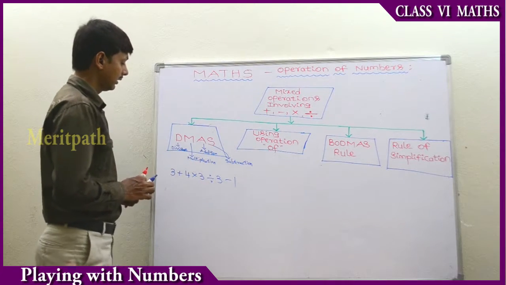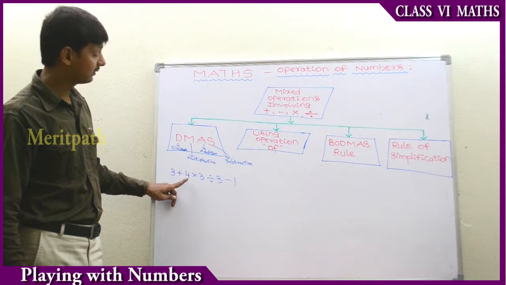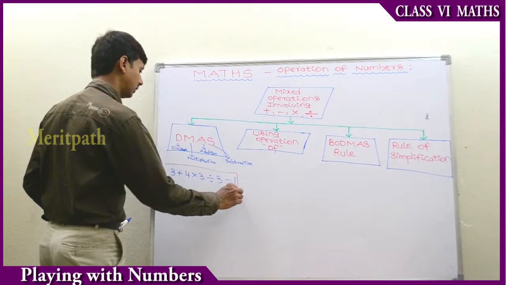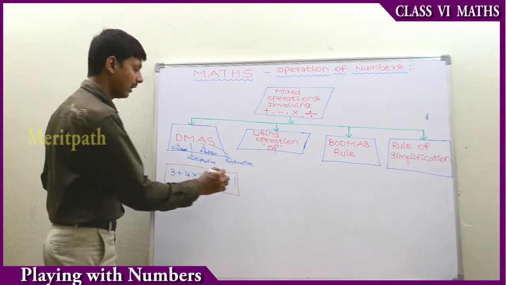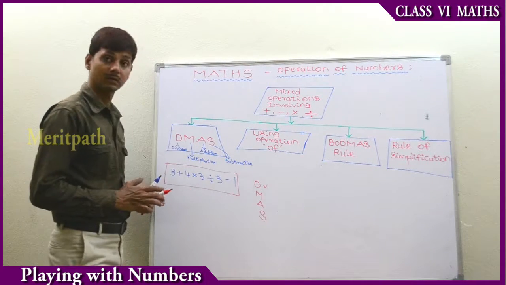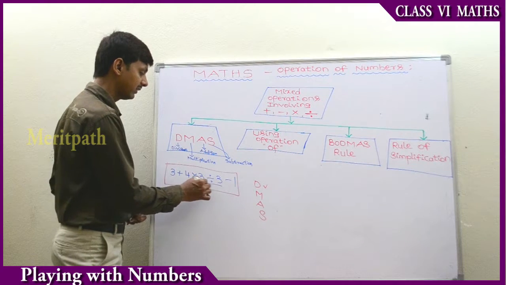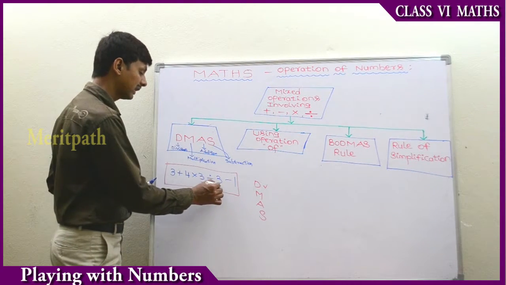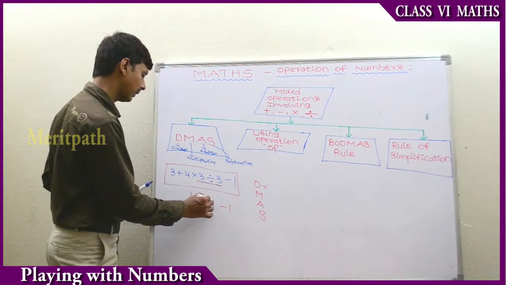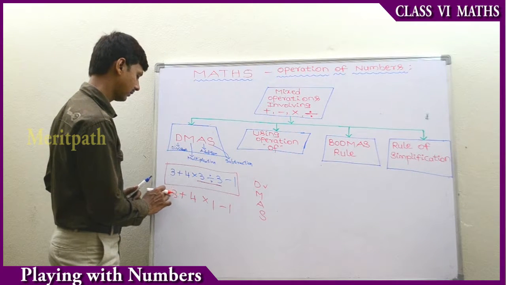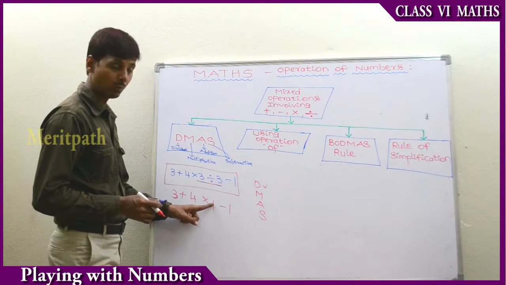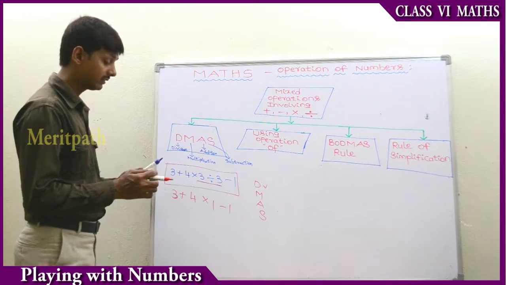So we can observe 3 plus 4 into 3 divided by 3 minus 1. Whenever a question is given, we need to see very carefully what we need to do first, that is division. Observe, there is a division in this, 3 by 3. So 3 by 3 is 1. The remaining terms, let's write the same as they are: 4 into 3 plus, so 3 plus 4, 3 by 3 we have done, 1, minus 1. So division is done.